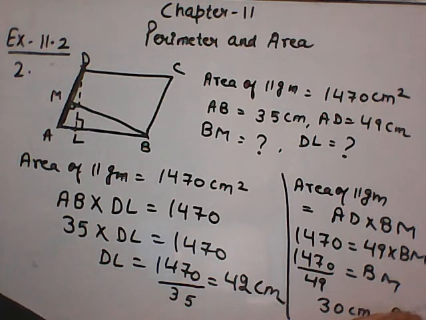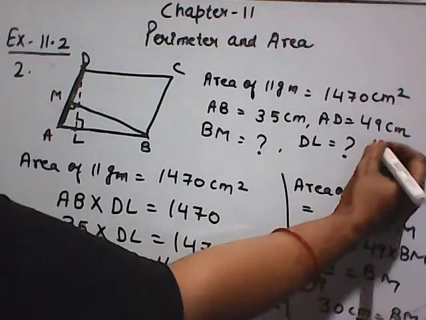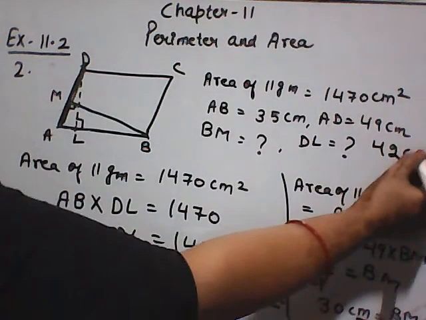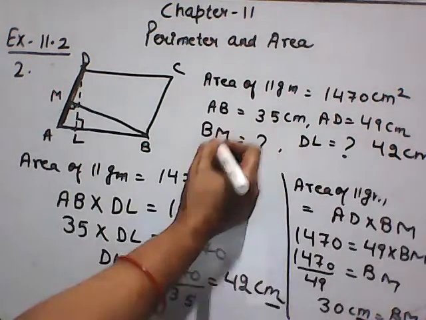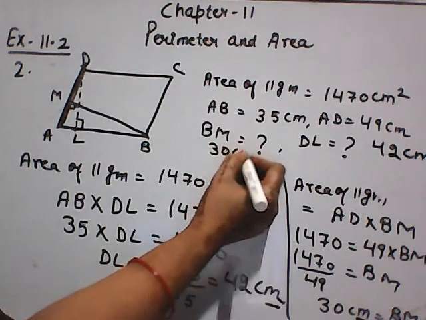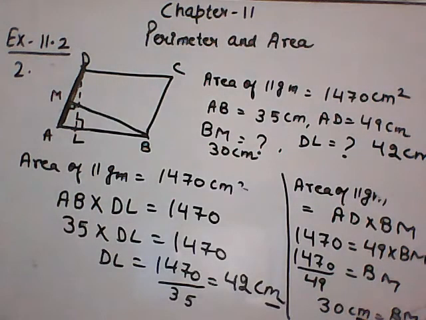BM and DL are the heights. So here unit is centimeter. Now DL is equal to 42 centimeter. BM is equal to 30 centimeter. In this way you can solve questions related to area of parallelogram and area of triangles. Thank you.